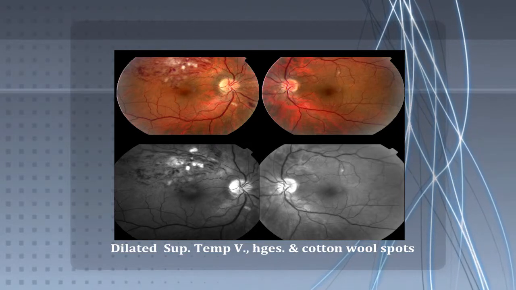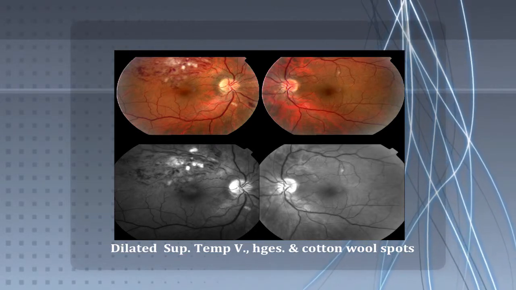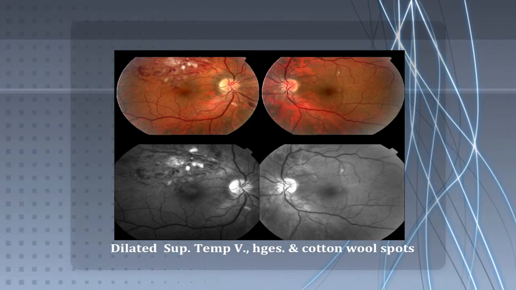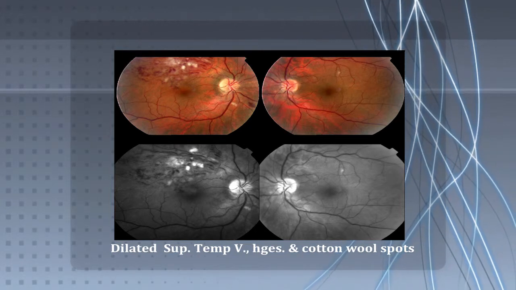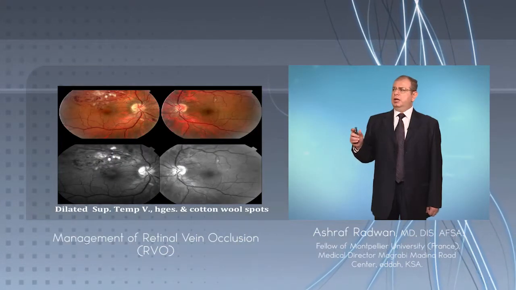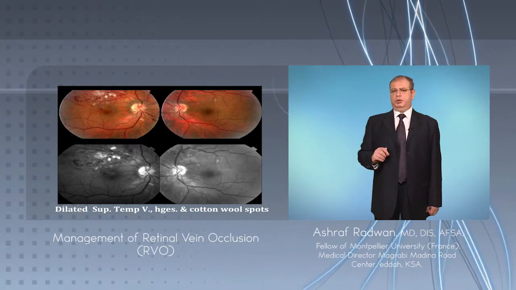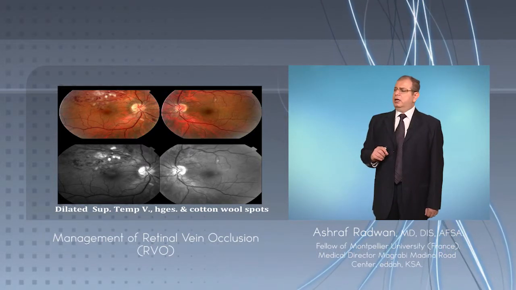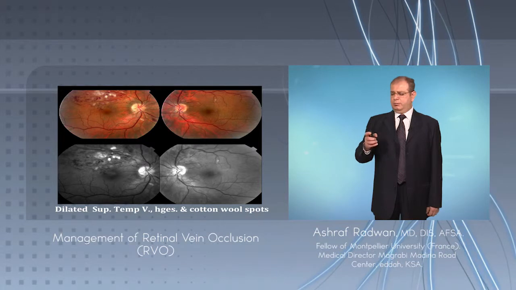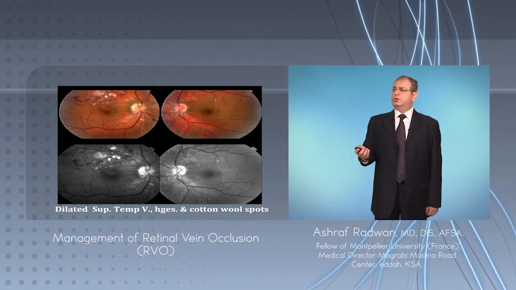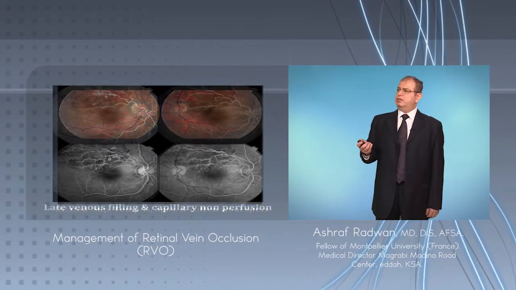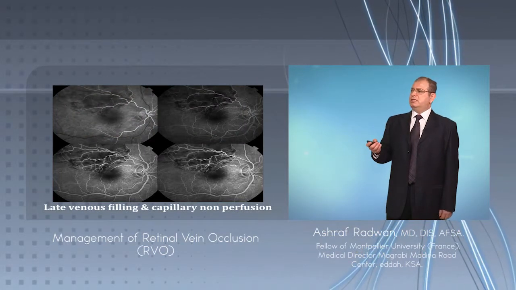Another example here in the right eye. This patient has dots of hemorrhages and cotton wool spots in the superior temporal arcade. It is a superior temporal branch retinal vein occlusion. Is it ischemic or not? Let us see with the fluorescein angiography. Yes, it is very clear.